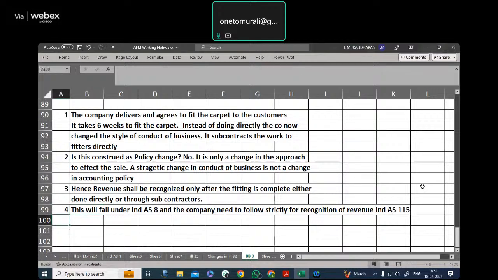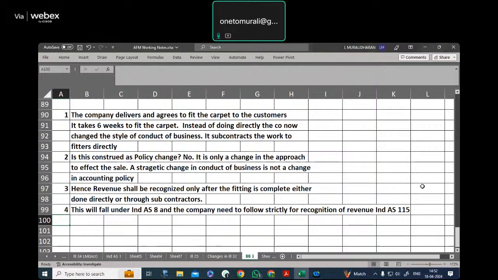So 5 steps that you are expected to take up. The company delivers and agrees to fit the carpet to the customers. It takes 6 weeks to fit the carpet. Instead of doing it directly, the company now changes the style of conduct of business. It subcontracts the work to fitters directly. Is this considered a policy change? No, it is only a change in the approach to effect the sale, a strategic change in conduct of business, not a change in accounting policy. Hence, revenue shall be recognized only after fitting is complete, either done directly or through subcontractors.